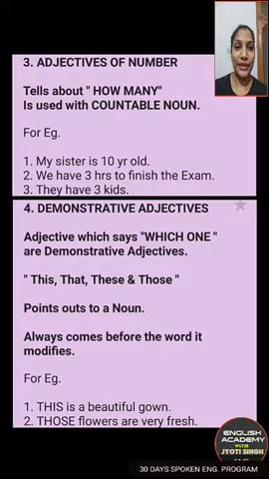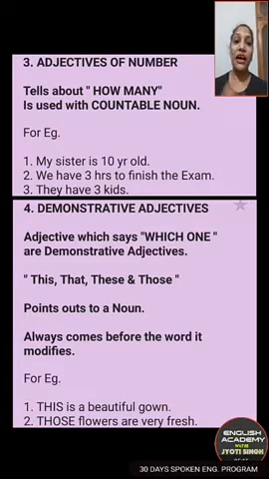Adjectives of number. So it's number here. That means it must be telling you about the numbering. That how many of the stuff is there or what is the additional information about that stuff. So it tells you about how many and it is used with a countable noun. For example, my sister is 10-year-old. So here I have a sister. And what is the age of the sister? She is 10-year-old. So it's telling you about the number, right? The figure. So my sister is 10-year-old.